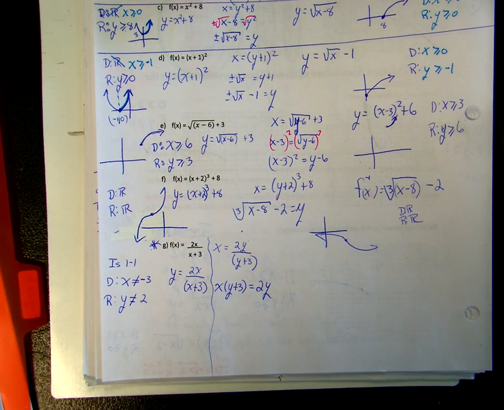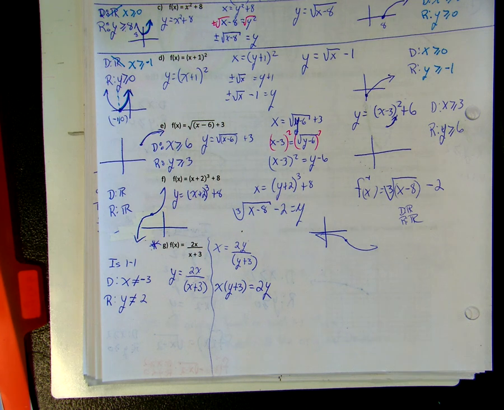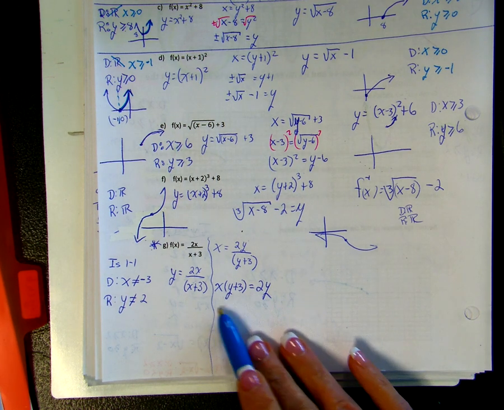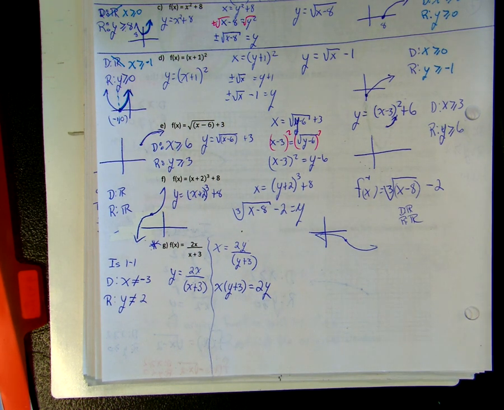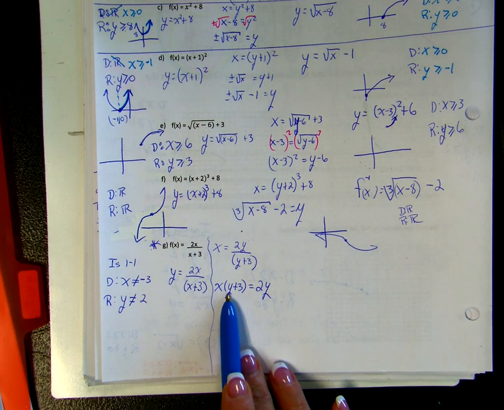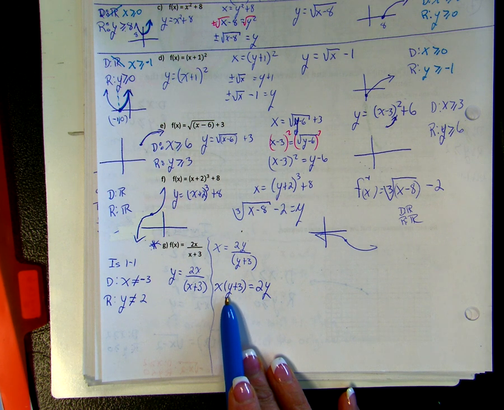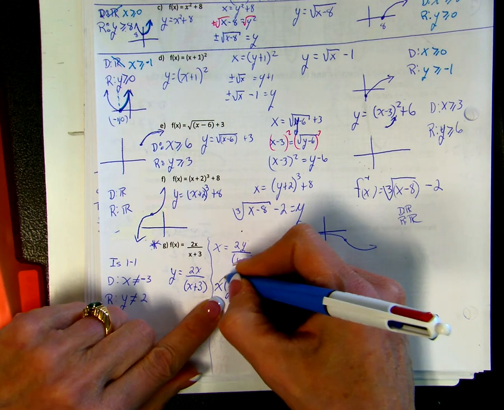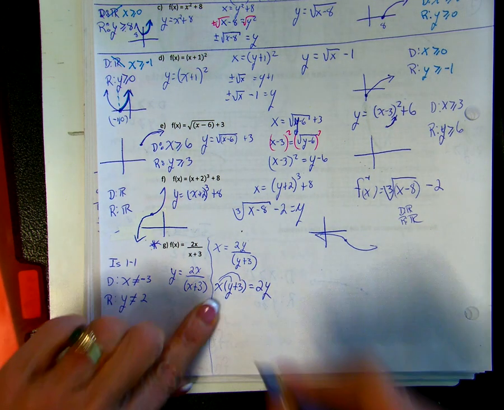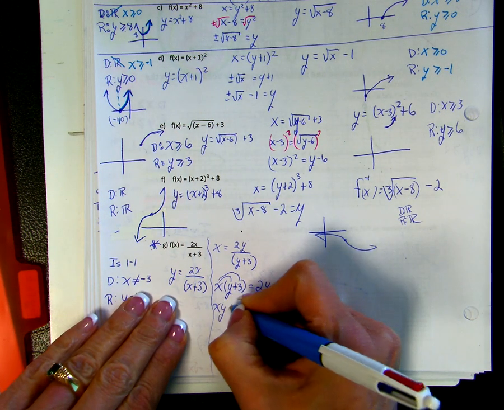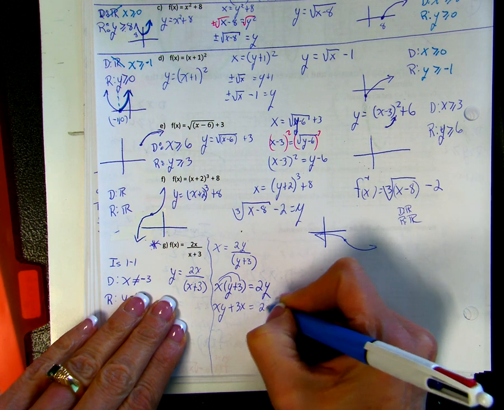Okay, but now we still have a problem because I've got a y on the left and a y on the right. So the mistake I most often see people doing is trying to divide both sides by y, and it doesn't help you because it's still stuck inside these brackets. So the only thing that's going to help you here, it seems counterintuitive: expand everything. Remember, your goal is to get y alone. And right now, you can't get the y alone unless you pull it out of the brackets. So we get xy plus 3x equals 2y.